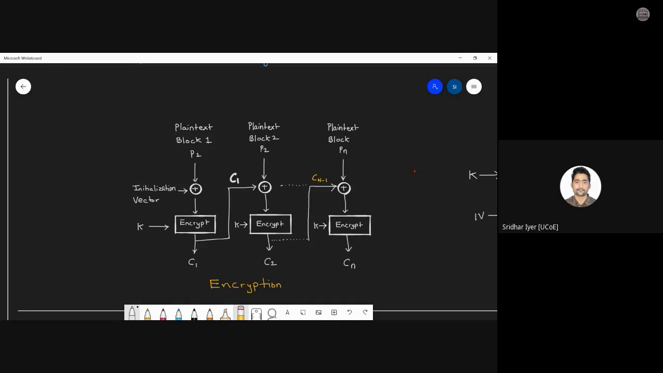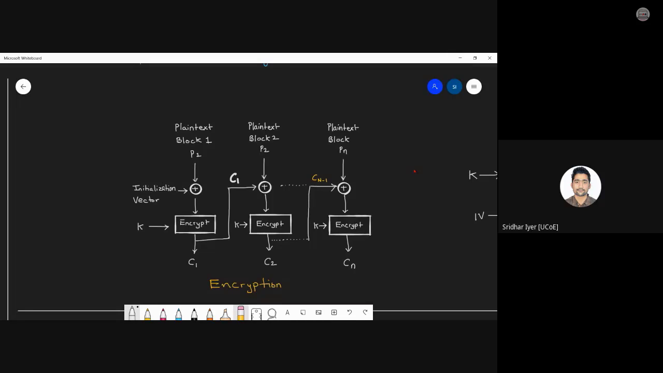There is a plain text block, and we take an initialization vector of the same size as that of the plain text. So if my plain text is of size 32 bits, I would select the initialization vector also of the same size, that is 32 bits. Because at the end we are XORing the initialization vector IV with the plain text PT or P1. Fine. Whatever is the answer for that operation, we will encrypt that using the key K. And whatever result we get, that is our ciphertext C1.